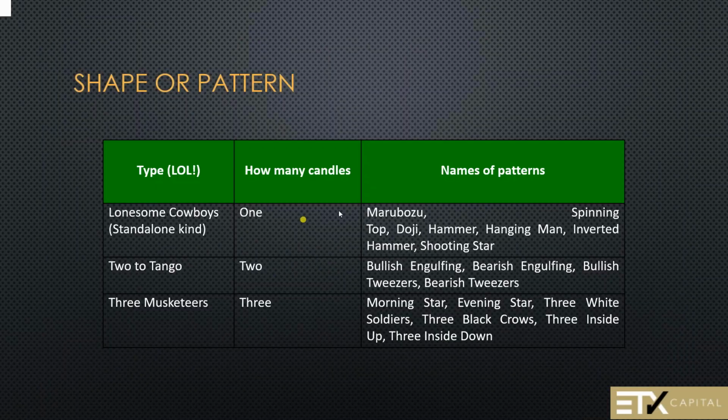Now, the chart I've just popped up there, I didn't make up this chart. I didn't call them Lonesome Cowboys, 2 for Tango, or 3 Musketeers. But all of us have the single, double, and triple candlestick patterns. So we talked about the Marubozu, the Doji, the Hammer, the Hanging Man. These are single candlestick patterns that occur quite often, and you should be aware of them.